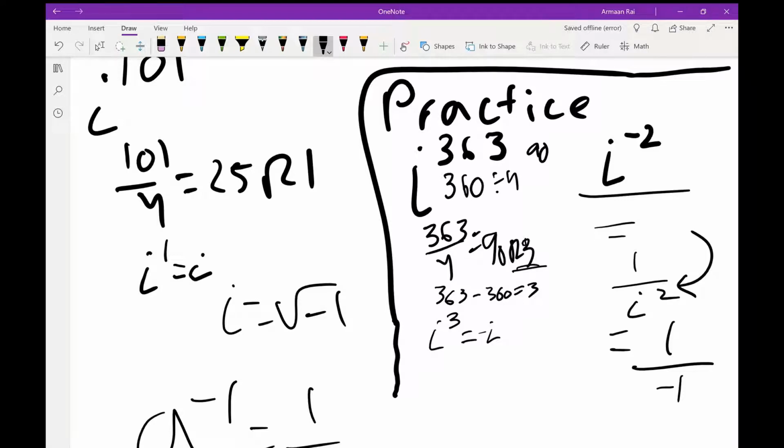Now, this is a very simple concept if you just think about it, and it's really an interesting concept also. The main thing you have to remember is to find the nearest multiple of 4, the greatest multiple of 4 that fits in the exponent. So for example, we found 360 within 363 because that's the greatest multiple of 4 in 363. Subtract it from that, as you see right here, we subtracted 360 from 363 and got 3, and that's what you raise i to.